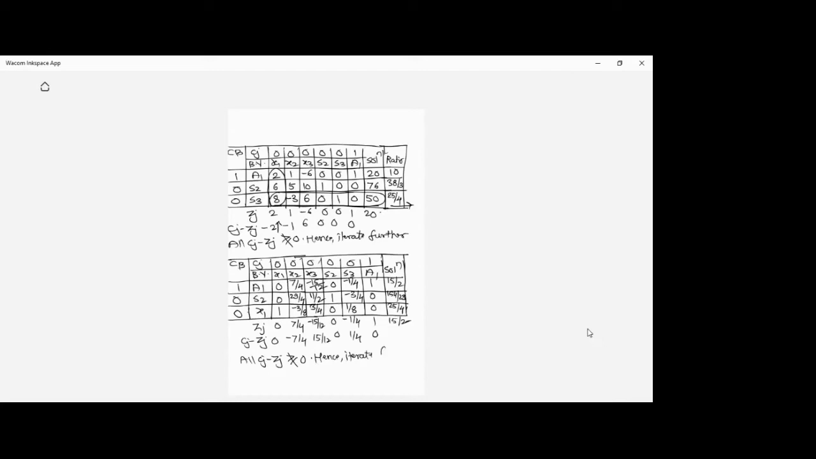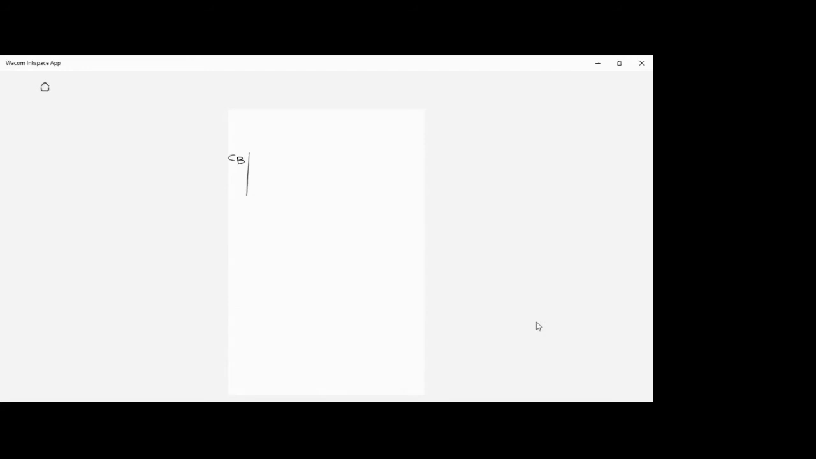Iterate further. I'll be writing the new values directly, and let's see what happens. The new values that we get are these, so that you can check them when you are solving this numerical at home. I want you to solve this numerical at home as well. X1, X2, X3, S2, S3, and we have A1 and solution.